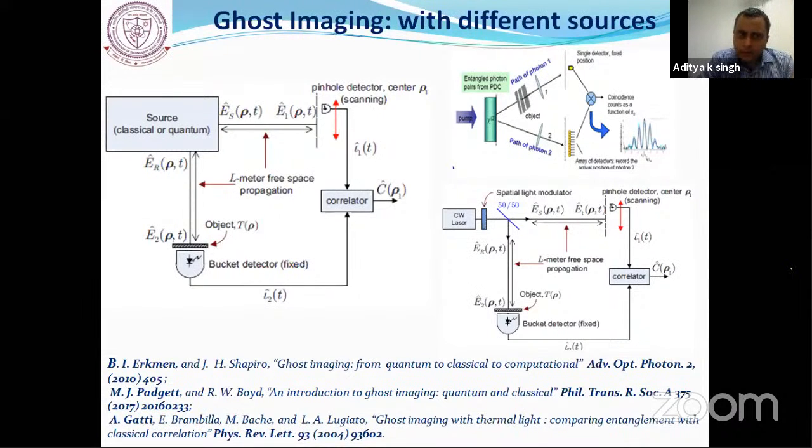I will try to cover only the implementation or realization of ghost imaging with the classical source. So let us consider the first figure. The source is classical or quantum, whatever you're considering. Like I mentioned in the previous slide, one part of the beam goes to the bucket detector after interacting with the object, and the second part, without interacting with the object, goes to the pinhole detector. Then you measure the correlation, and with the correlation we try to recover the object.